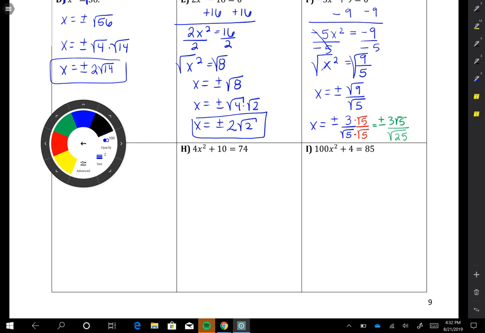So if you did not have to write that step in the green, that's totally fine. I just wanted to put that there for us. So our final answer is plus or minus 3 rad 5 over 5.